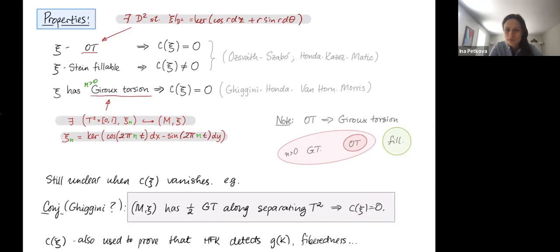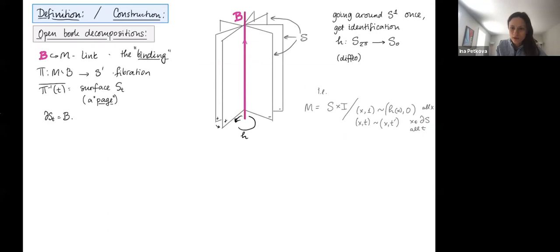Okay, so the definition I'm going to give is my favorite one. This is the Honda-Kazez-Matić version. The construction uses the notion of open book decompositions. So what's an open book decomposition? First, forget about contact structures. I have a three manifold. I'm going to look at a link in it, which we'll call the binding. And I'm going to write my three manifold as the union of surfaces called pages, so that all they share in common is their boundary. Schematically, the picture looks like this, exactly the open book schematic to the right. All right, so you can think of it as M minus the binding.